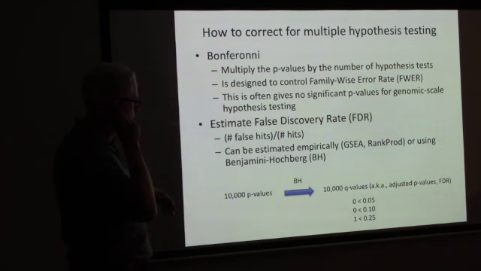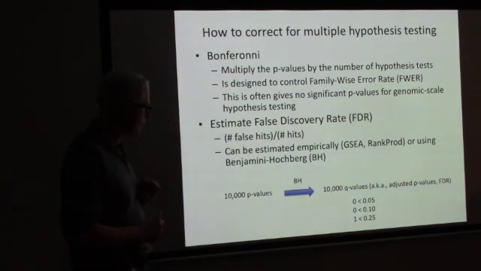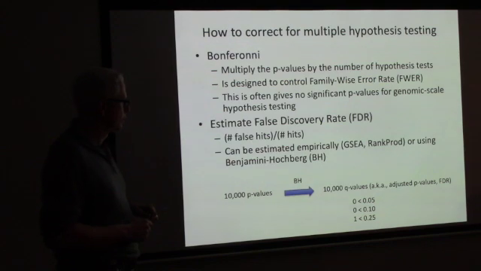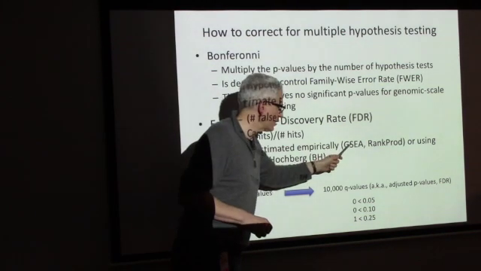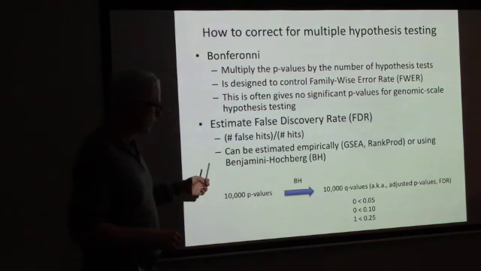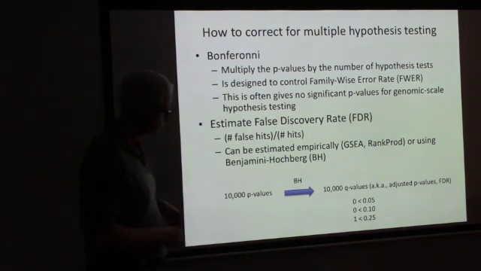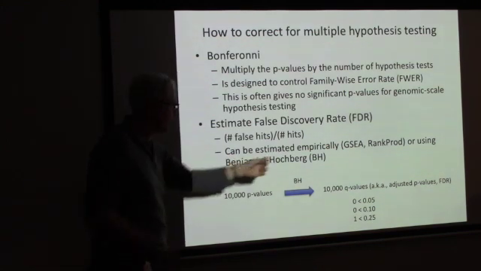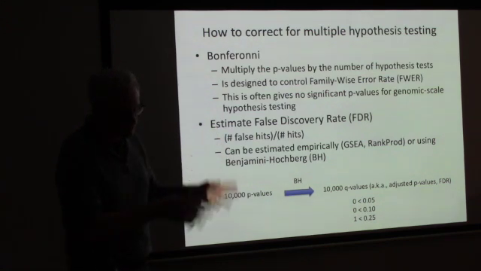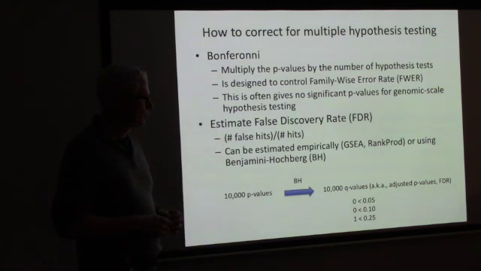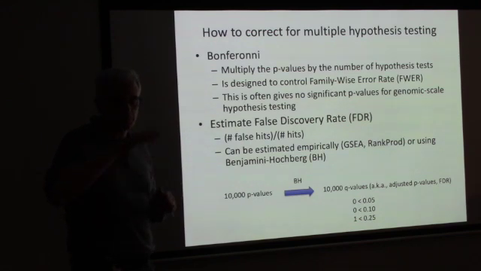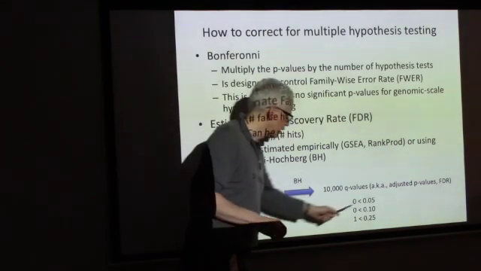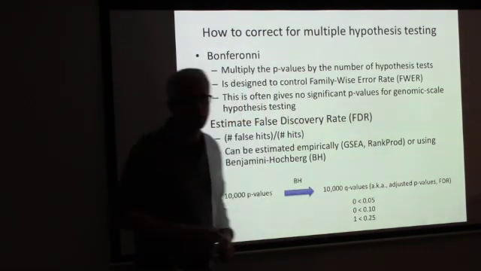And what this is, is an estimate of the portion of your hits that are false. It can be estimated empirically, like these programs do, or using a method called Benjamini-Hochberg. For this, you just take all your individual p-values and throw them into the function, and it gives you back what are called Q-values or FDR estimates, and then you can cut that at some threshold. Common thresholds to use are 5%, 10%, or 25% for FDR.